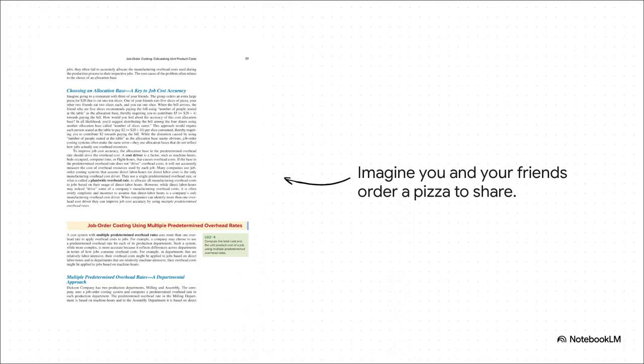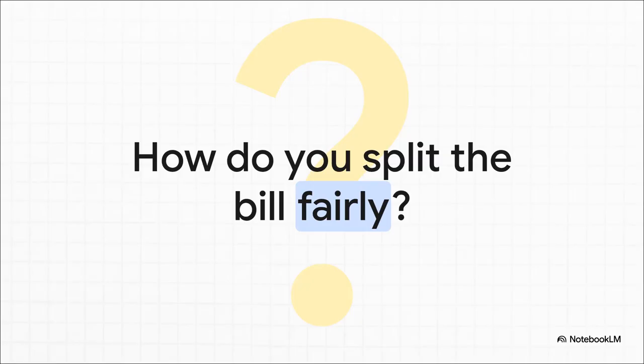To get our heads around this, let's start with something you've probably all been through. Picture this. You and your friends order a big pizza. It's one pizza, one single bill, a shared cost. So here's the million-dollar question. How do you split the bill? Do you just divide it by the number of people there? What if your friend absolutely housed 5 slices and you only had one?